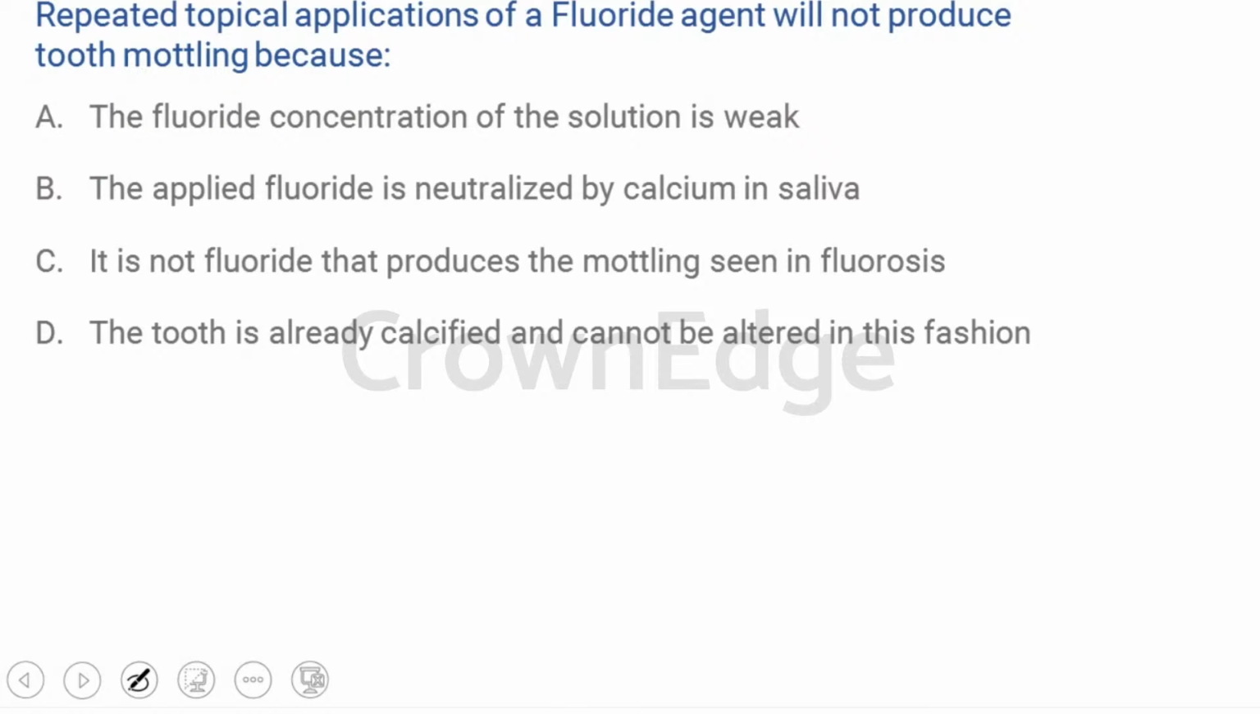Okay, and the second thing is that the tooth is already calcified. Most of the time, topical fluoride applications, if you see on a large scale, are for older adolescents as well. So in such cases, the tooth is already calcified, and there can be no mottling that can occur. So your best pick for this particular question is going to be option D.